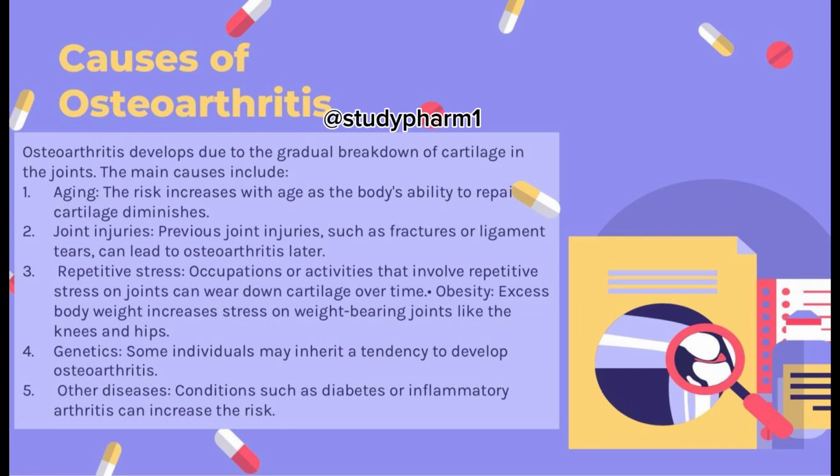Obesity. Excess body weight increases stress on weight-bearing joints like the knees and hips. 4. Genetics. Some individuals may inherit a tendency to develop osteoarthritis. 5. Other diseases. Conditions such as diabetes or inflammatory arthritis can increase the risk.